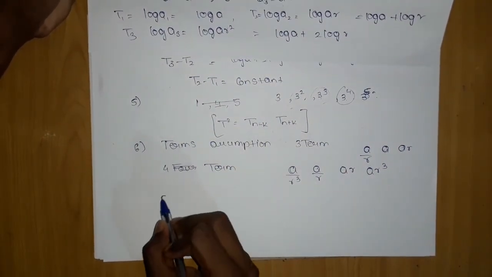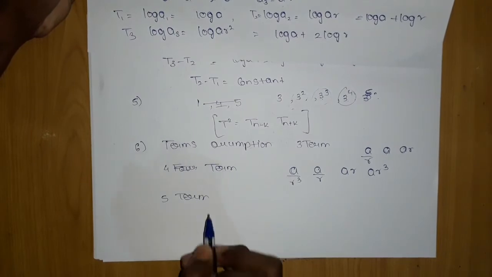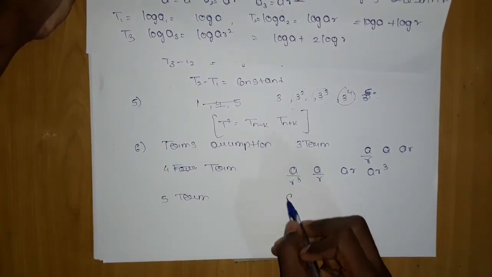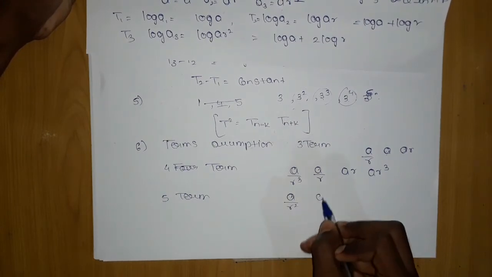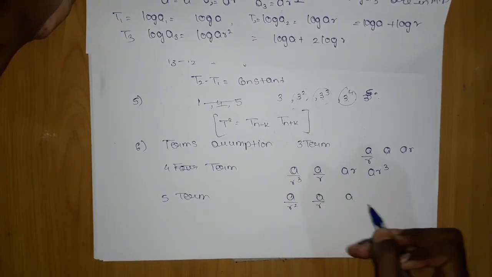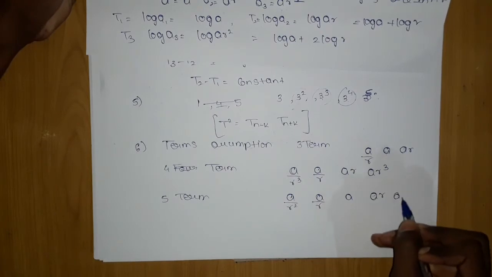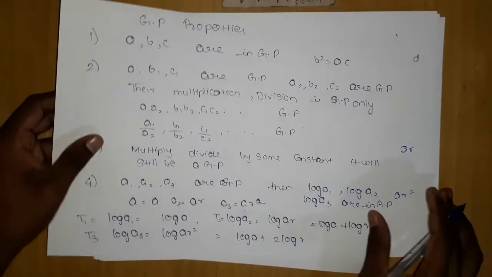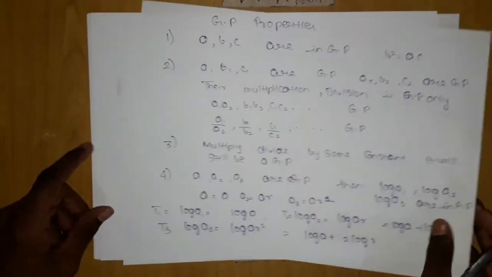Now for the 5 terms, you should get r to the power 1. It is only possible if it is r square. It is a by r square, a by r, a, ar, ar square. So these are the terms which you will assume when solving a GP. Okay, so keep this in mind.